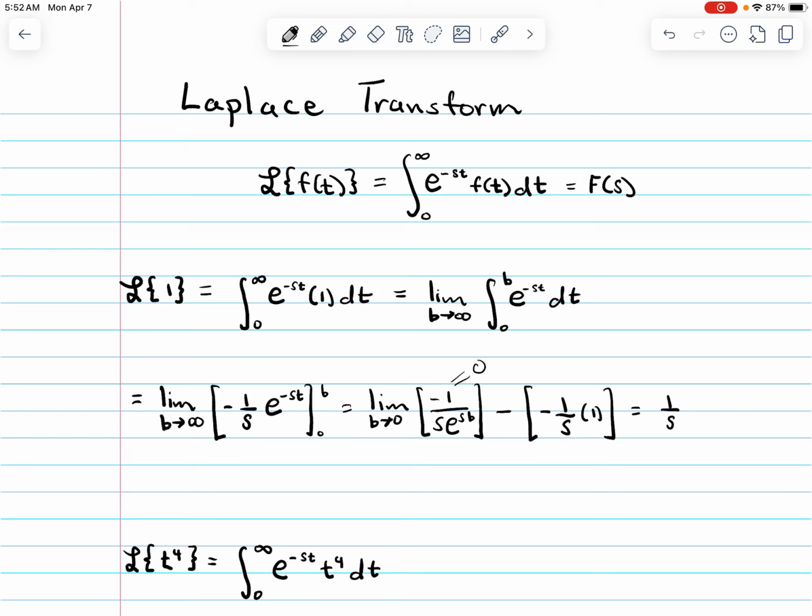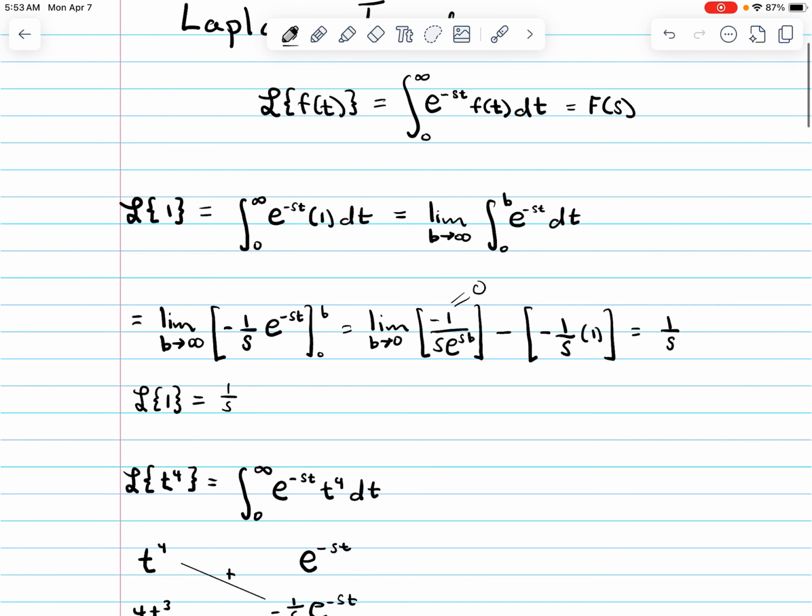Minus, when I plug in a 0 for t, I get e to the 0, which is 1. And what it amounts to is I'm just left with this part right here. So I've got the top limit minus the bottom, and I just get 1 over s. So we say the Laplace transform of 1 is just 1 over s. So, congratulations. We have found our first Laplace transform.